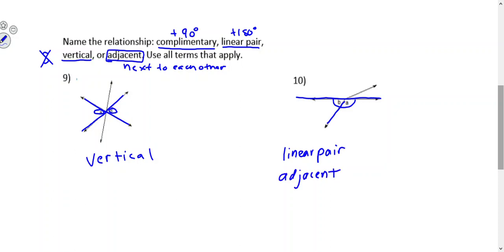So when you're deciding what categories apply to angles, you need to do, first off, complementary, linear, or vertical. It's going to be one of those, and then ask yourself if it's adjacent. Sometimes all it is is adjacent, if it doesn't have any other relationship.